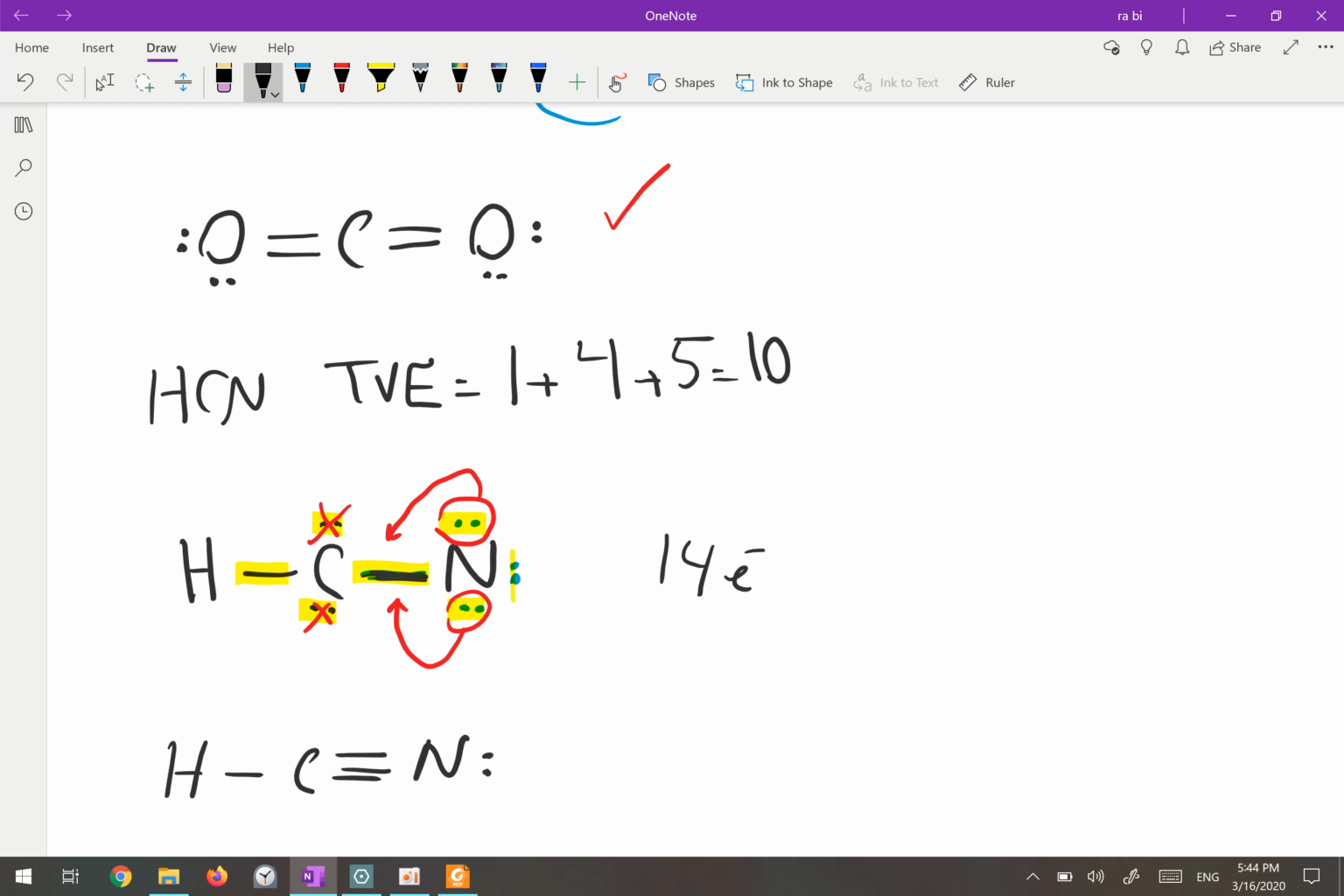So now if you look at the carbon, it has 2, 4, 6, 8 electrons. The nitrogen, 6 electrons here, 2 electrons here, so it also becomes 8, an octet. And if you count the electrons, the electrons that you have here in this Lewis structure is 10. So this is the correct Lewis structure.